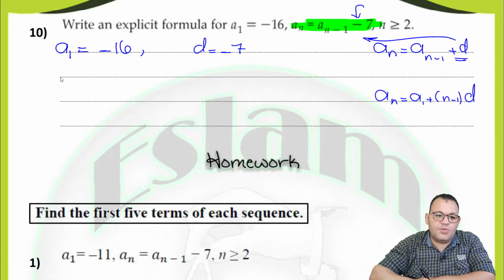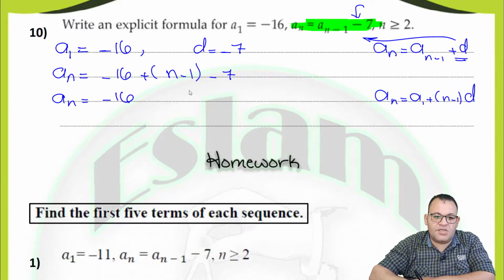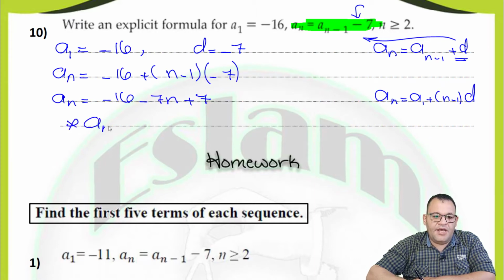Now we need to write the explicit formula. It will be an equals a1, which is negative 16, plus n minus 1 multiplied by negative 7. By using the distributive property, an equals negative 16. Negative 7 times n will be negative 7n. Negative 7 times negative 1 will be positive 7. Then we can say that an equals negative 7n. Negative 16 plus 7 equals negative 9.